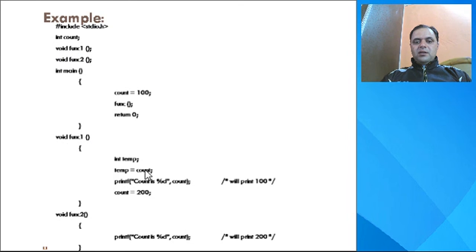So in function 1, it prints count: count will be 100, then declared count 200. Then in function 2, its value now becomes 200. So it will print 200 here.